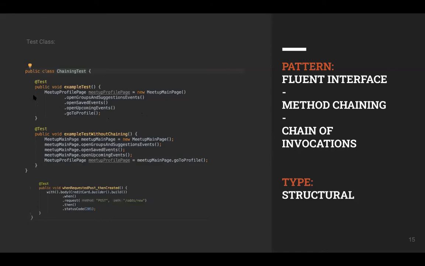So that's the example of how it looks with this pattern and how the test looks without this pattern. And this one is how it's used in REST Assured. They used it to create some syntactic sugar. Here we have some when methods, then methods, to emulate the BDD approach.